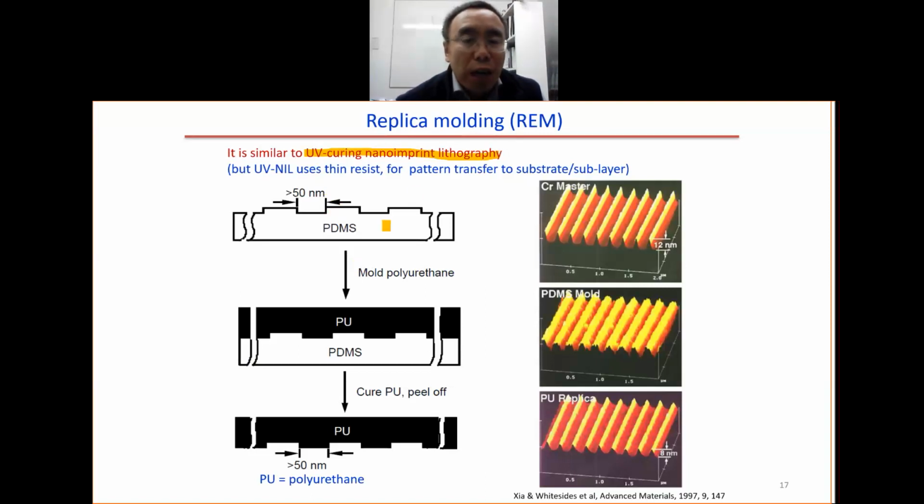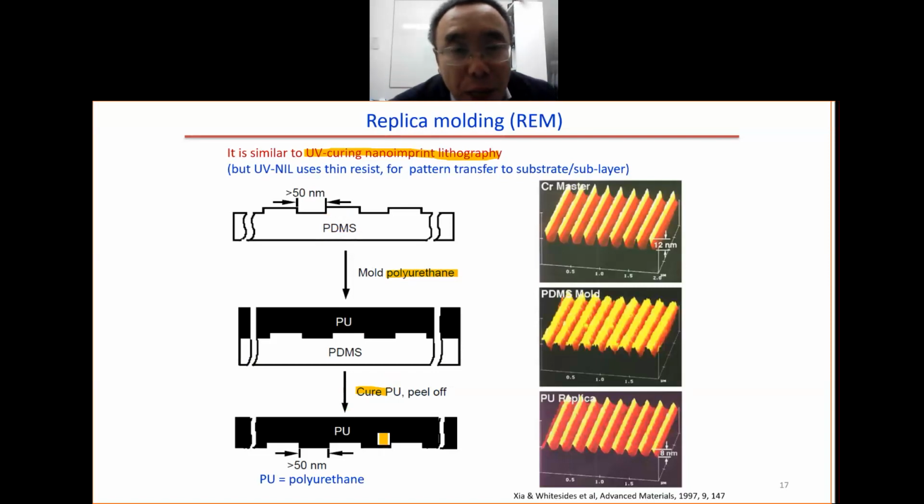So first, what do you have? First, you have the mold, a PDMS mold. Then you pour the polyurethane, the liquid polyurethane. Then you cure the polyurethane. Then you peel it off. So you can copy the mold. You can copy the pattern from the PDMS into the polyurethane.